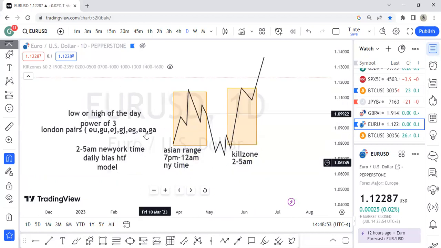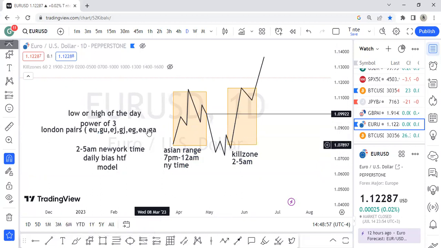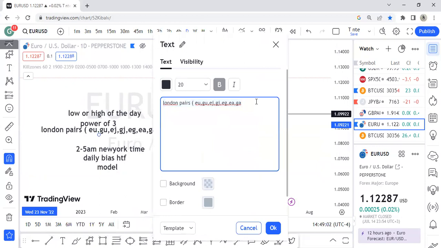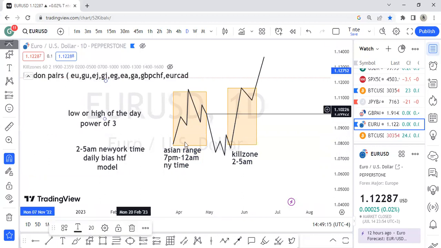So these are the pairs that you're really looking at, right? You can also add GBP CHF and GBP CAD, right? I also have GBP CHF. Any pair that has GBP, you can look at, GBP CHF as well, GBP CAD, all those, EUR CAD. You can also look at that too, right? But for me, I like to look at EU, GU, and all of those majors, right? So this is the simple trading model I use for my London session trading. Nothing more than this.